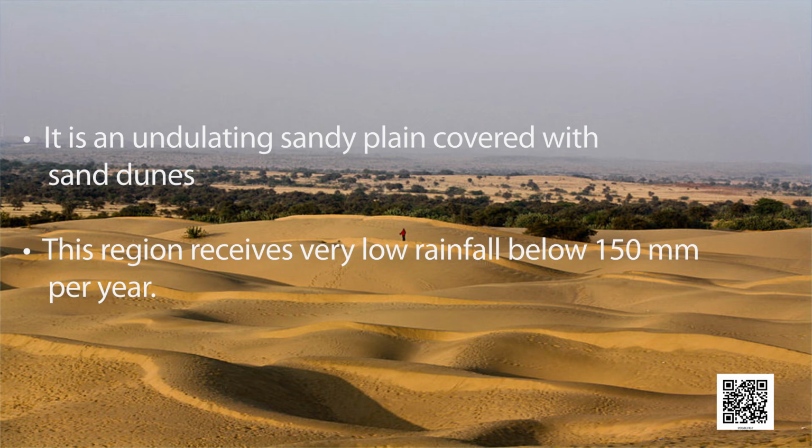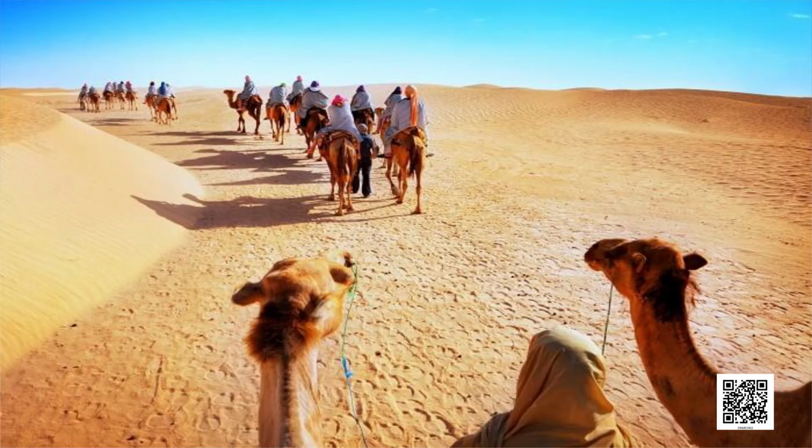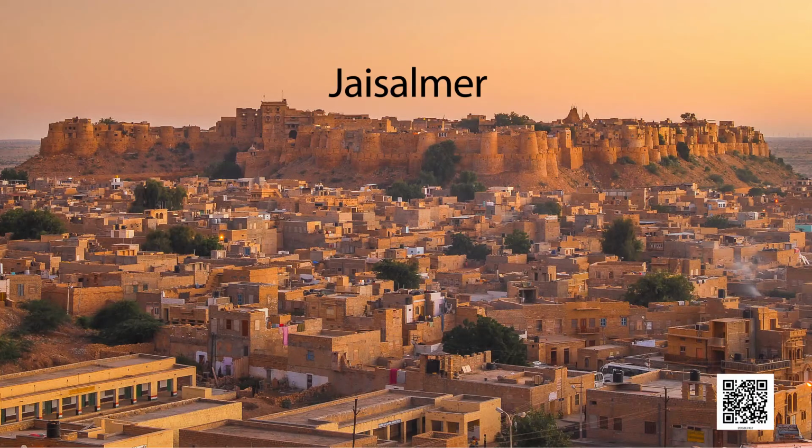Soon after, they disappear into the sand as they do not have enough water to reach the sea. Luni is the only large river in this region. Barchans, meaning crescent-shaped dunes, cover larger areas, but longitudinal dunes become more prominent near the Indo-Pakistan boundary. If you visit Jaisalmer, you may go to see a group of barchans.